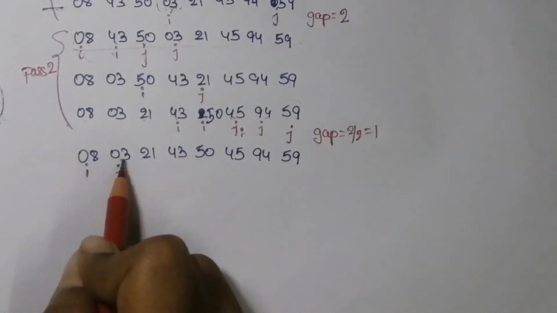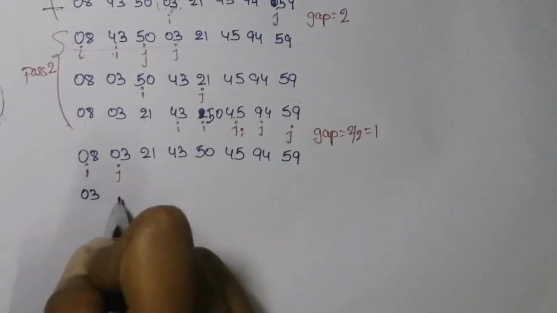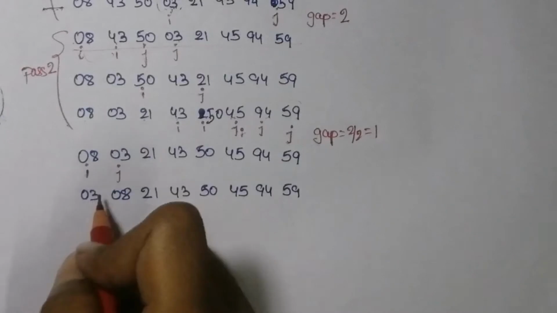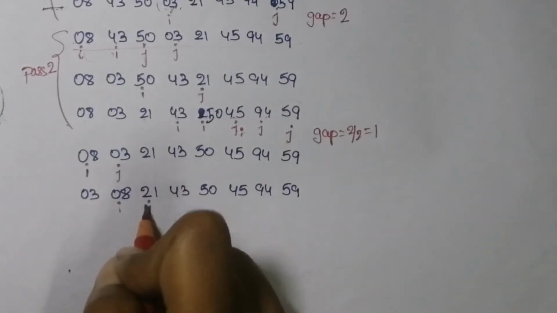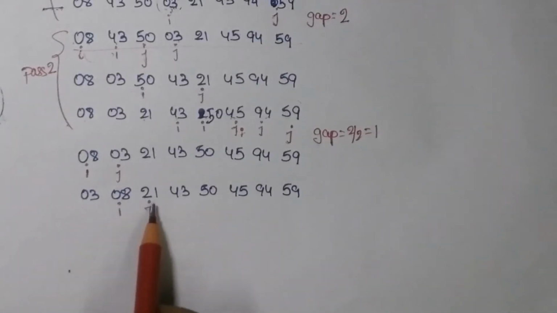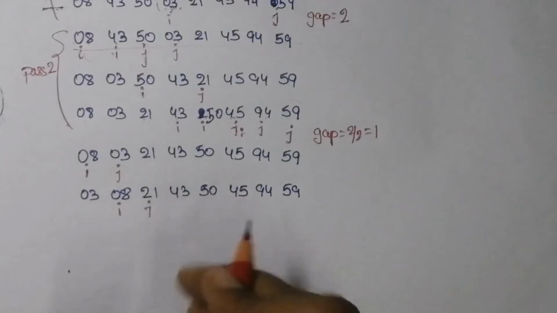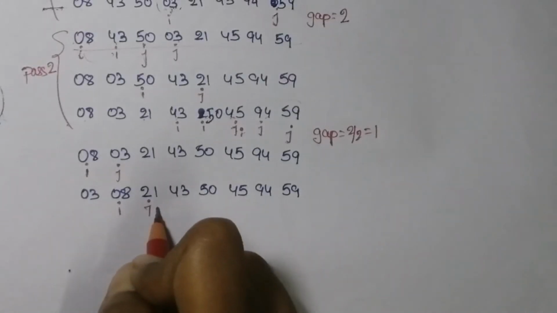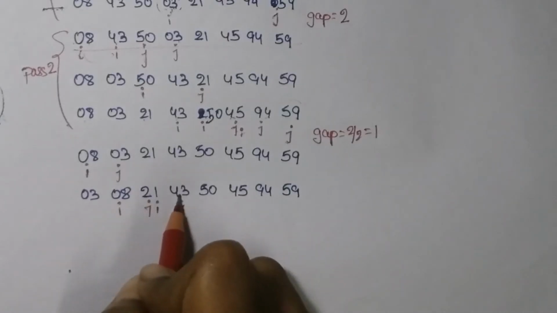So 8 is compared with 3. Is 8 greater than 3? Yes, so we will swap them, right? Now i will be incremented to here and j will also be incremented. Now 8 is compared with 21. Is 8 greater than 21? No, so no need of swapping. So again i will be incremented to here and j will go to here. 21 is compared with 43.